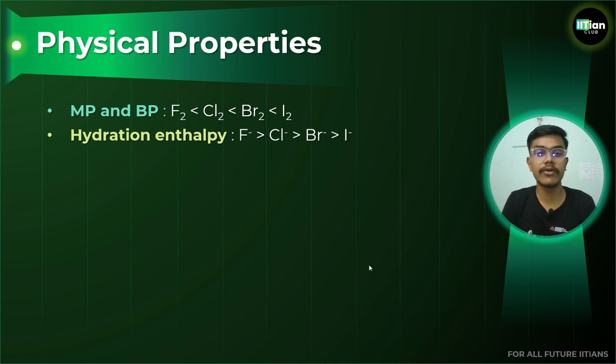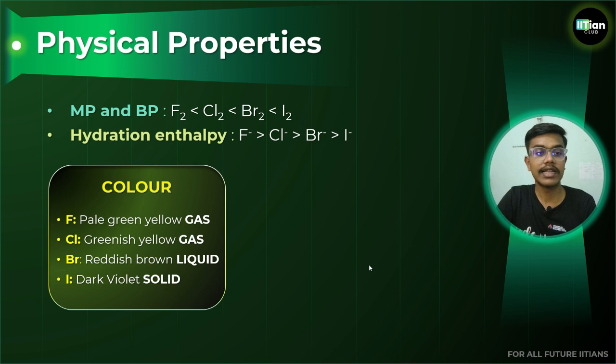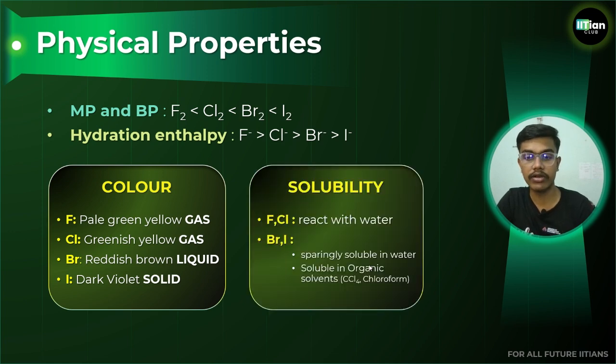If the size is small and due to various other factors, the hydration enthalpy is very high for fluorine and it decreases down the group. Speaking about the color and the state, fluorine is a gas, chlorine is also a gas, bromine is a liquid, and iodine is a dark violet solid. And solubility: fluorine and chlorine react with water, but bromine and iodine are sparingly soluble in water and they are soluble in organic solvents like carbon tetrachloride and chloroform, etc.